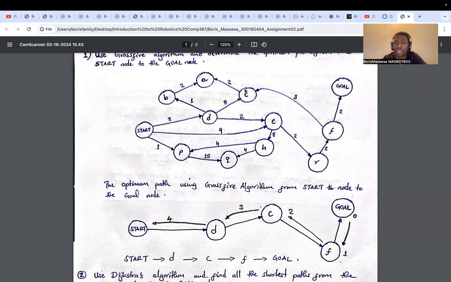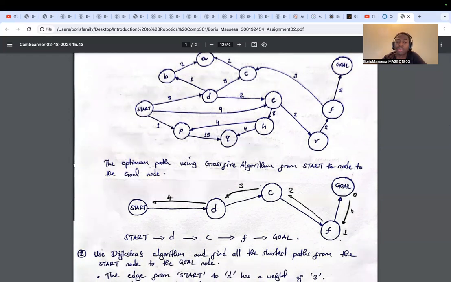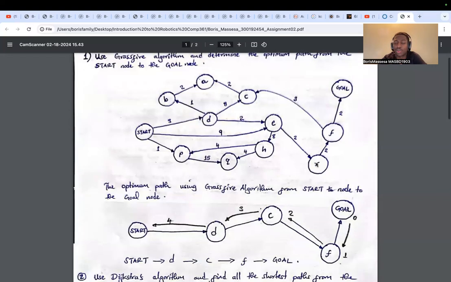So if we go this way, it becomes 2, becomes 2 as well here. And then we keep on going. And this is what we end up having as the shortest path. So it was 1 from F, C was 2, D was 3, and start was 4. If we decided to go with this path here, here could be 2, here would be 3, here would be 4, here is 5. So it means that I took the longest path, because we have to take the shortest one, which will end up with 4.